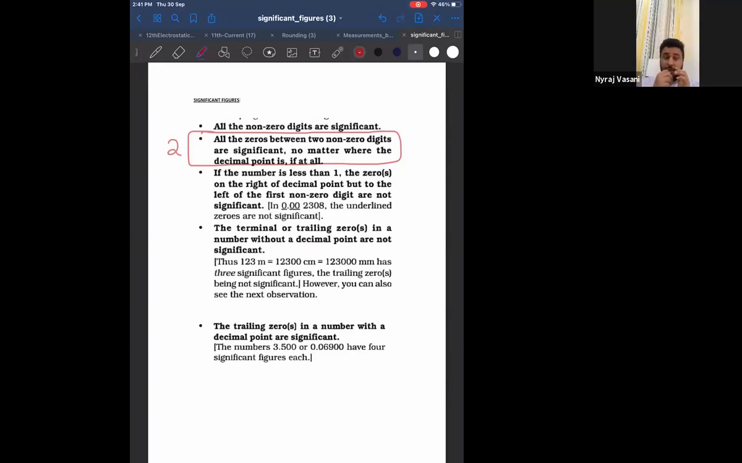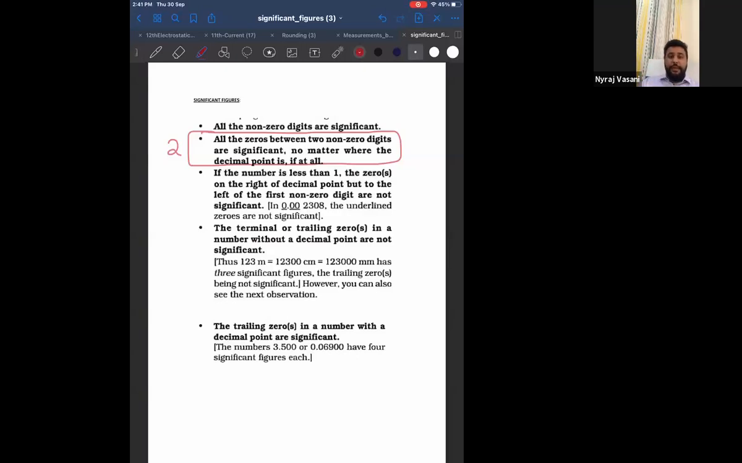Now, listen to me carefully. Rule number 1 has nothing to do with zeros. Rule number 2 deals with what happens if zero comes in between the number. Rule number 3 deals with what happens if zero comes before a number. And rule number 4 deals with what happens if a zero comes after the number.